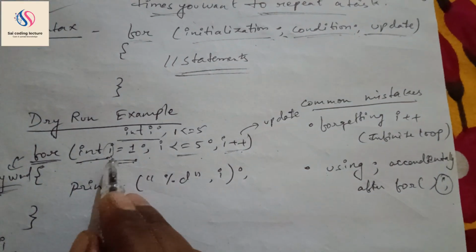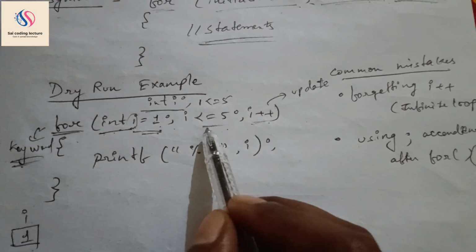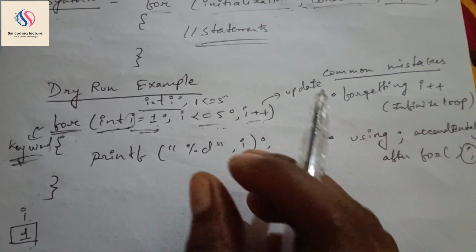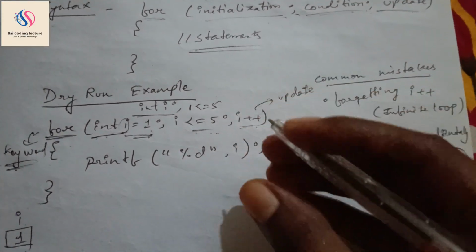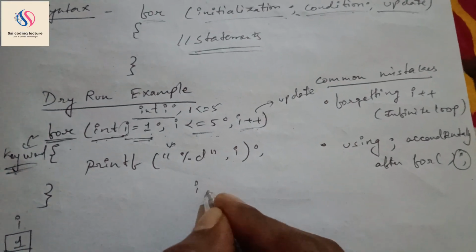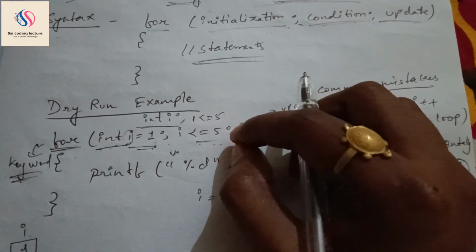The working says that first of all i is initialized with the value 1. Then it checks whether 1 is less than or equal to 5. If this condition is true, and in this case it is true, then it will enter into this printf statement and print the value of i, right? It will be printed as 1 on the screen, as this condition is true.